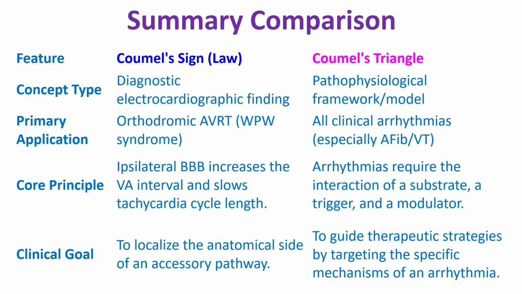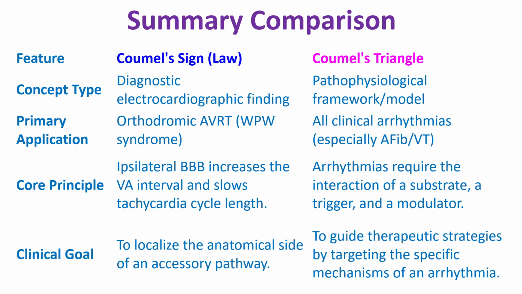Here is a comparison. Concept type: Coumel's law or sign is a diagnostic electrocardiographic finding, while Coumel's triangle is a pathophysiological framework or model. Primary application: in orthodromic AVRT, that is WPW syndrome, for Coumel sign, while Coumel's triangle is applicable to all clinical arrhythmias, especially atrial fibrillation and ventricular tachycardia.